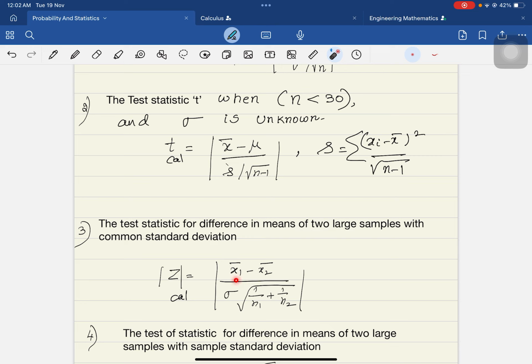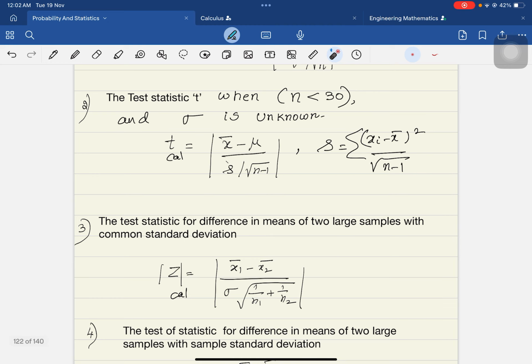Here we are comparing the two sample means, therefore it is x1 bar minus x2 bar over, because you know the population standard deviation, sigma into square root of 1 over n1 plus 1 over n2. What are these n1 and n2? n1 is the sample size of the first. There are two large samples, correct? So n1 is for the first sample, n2 is the second sample size.